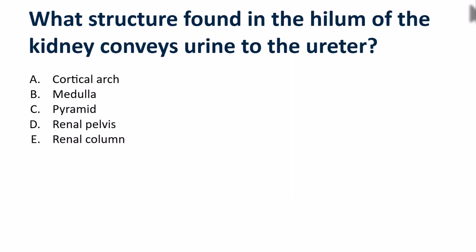So let's assess the knowledge. What structure found in the hilum of the kidney conveys urine to the ureter? Is it the cortical arch? Nope. Is it the medulla? Nope. Is it the pyramid? Nope. Is it the renal pelvis? Yes. Renal column? No. So D, renal pelvis, is the correct answer.